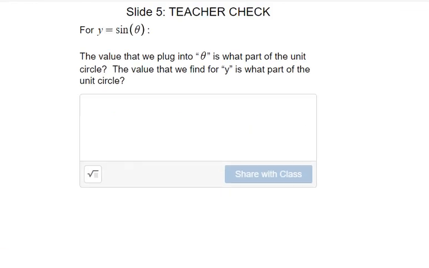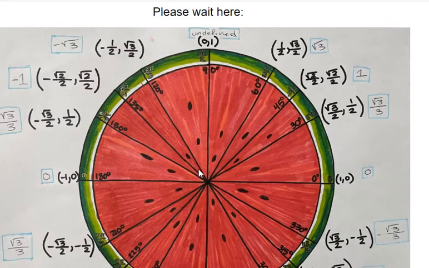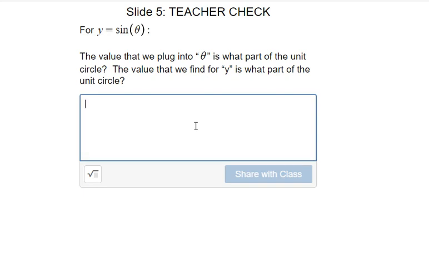Look at 5. The value that we plug into theta is what part of the unit circle? The value that we found for y is what part of the unit circle? So for theta, theta always represents an angle. If we're looking at the unit circle, we're looking at the angle. The angle here is 0. The angle here is 30 degrees. This would be a 45-degree angle. This is a 60-degree angle. And then this is a 90-degree angle. And so on. So theta is always going to be an angle. You take the sine of an angle. The only thing you can plug into the sine, cosine, tangent functions are angles.